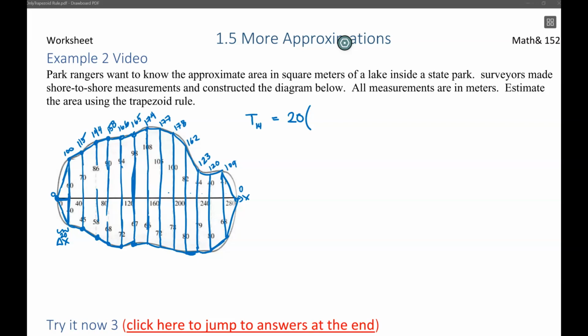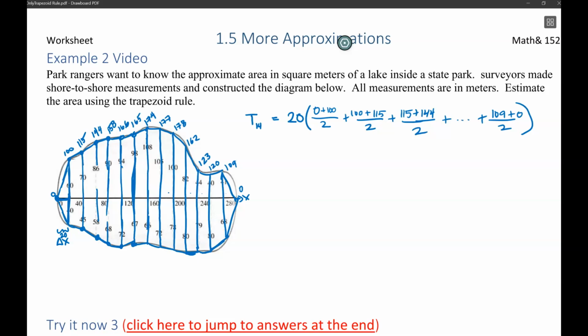But that would be the idea, that you'd find each of the heights and then you'd go through and do 0 plus 100 over 2, and then 100 plus 115 over 2, and 115 plus 144 over 2, and then all the way out until we got to 109 plus 0 over 2. Okay, so that's option number 1, which is how I did it in the last one.